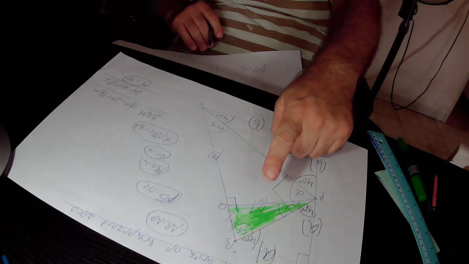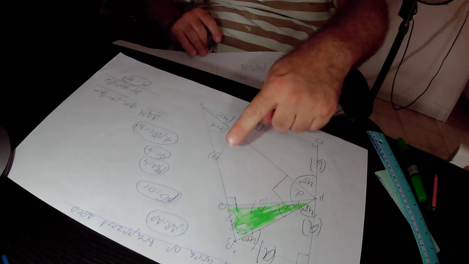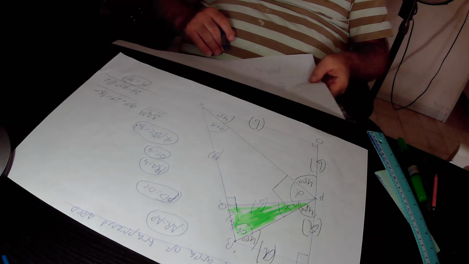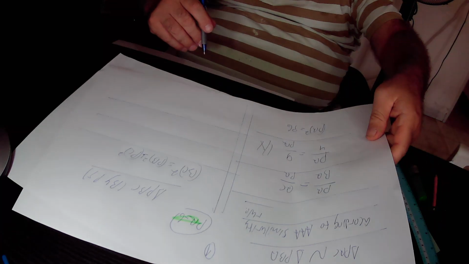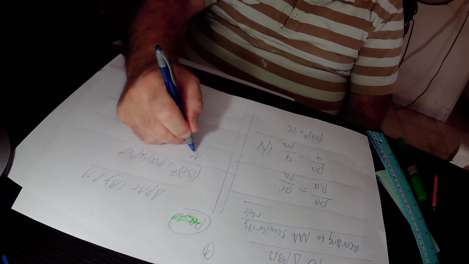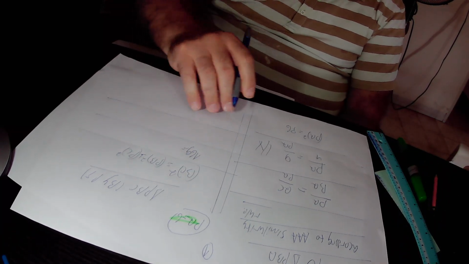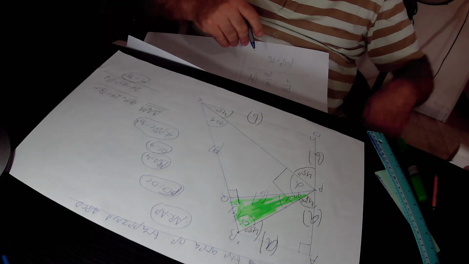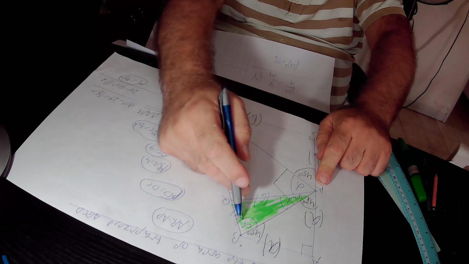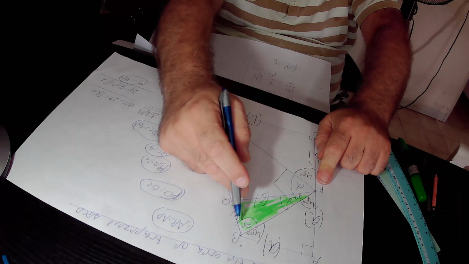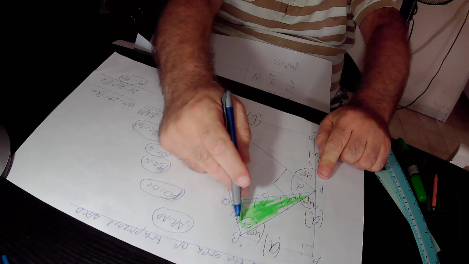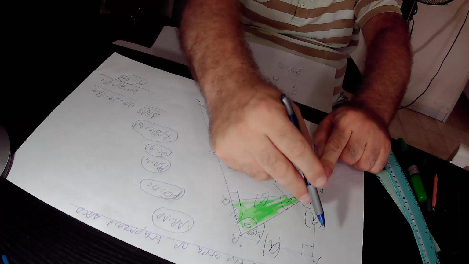What is the length of BC? BC in total equals 4 plus 9, that is 13. Therefore, BC squared is 13 squared, that is 169. And it is equal to PB squared plus PC squared. So, in order to find out the value of PB squared, we will implement the Pythagoras theorem on this right small triangle APB.